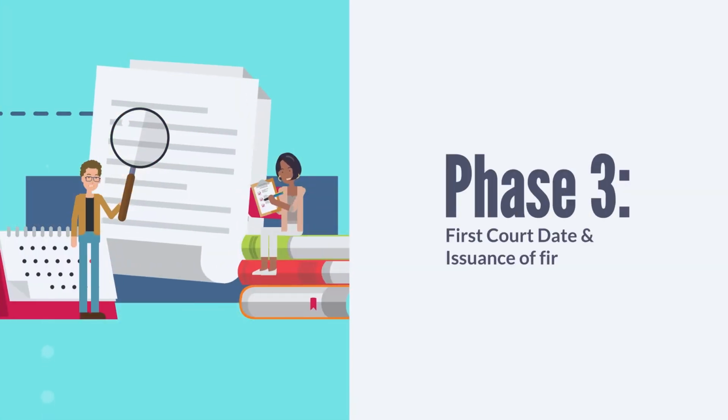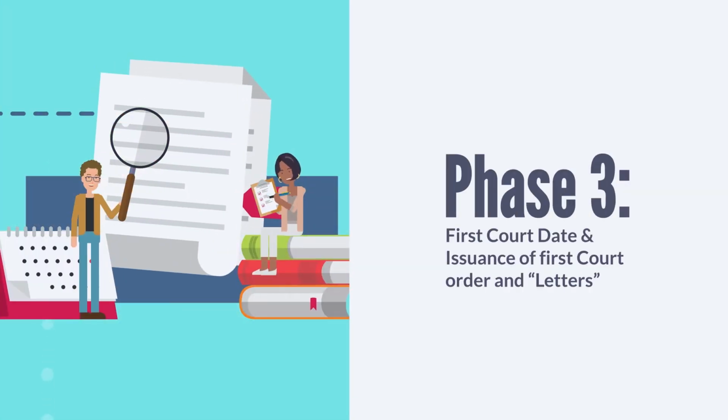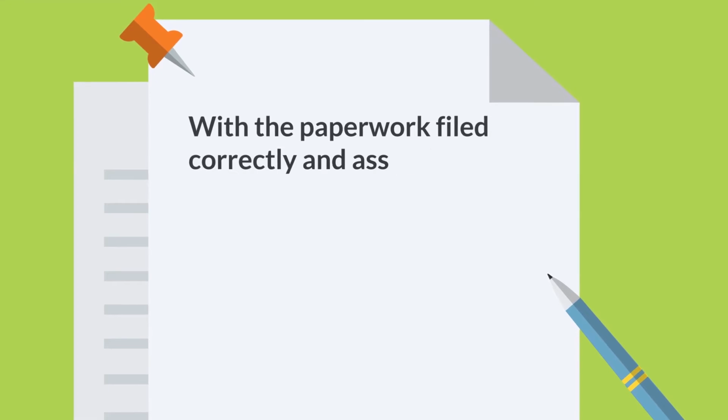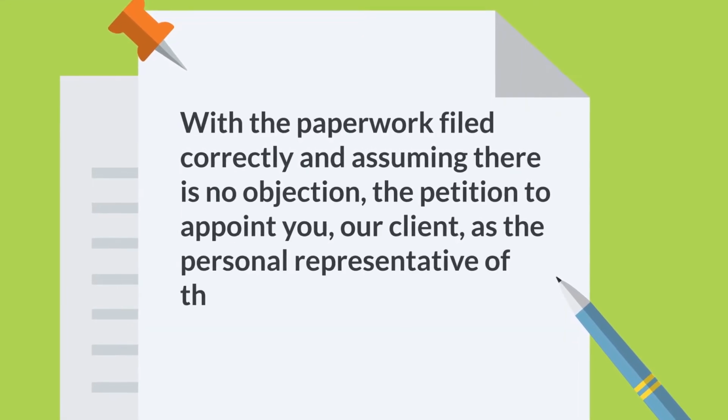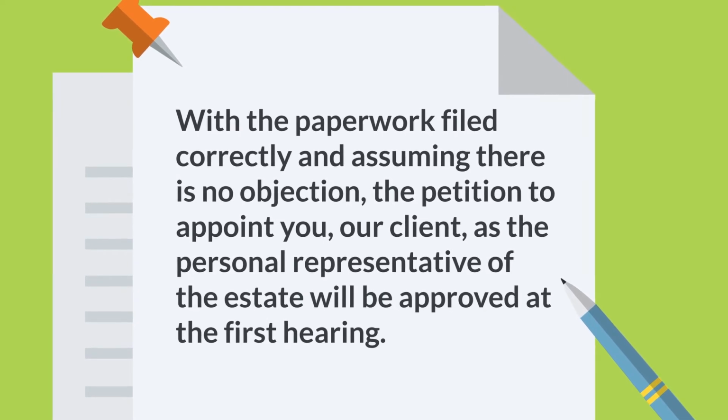Phase 3, first court date and issuance of first court order and letters. Phase 3 should take anywhere from 1 to 3 weeks. With the paperwork filed correctly and assuming there is no objection, the petition to appoint you, our client, as the personal representative of the estate will be approved at the first hearing.